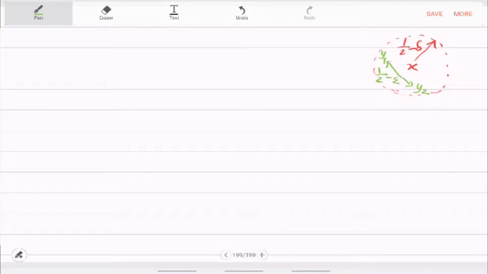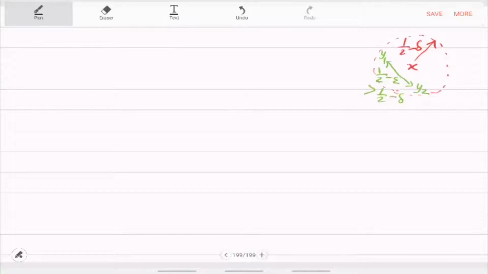So since y1 and y2 are far apart, the intuition says that you cannot pack many yi's inside this ball, because this half minus epsilon is more than half minus delta. It's more than the radius, so you cannot pack too many of them. But how many? What is the bound? How do we upper bound this? That's the thing. So let's look at the proof.